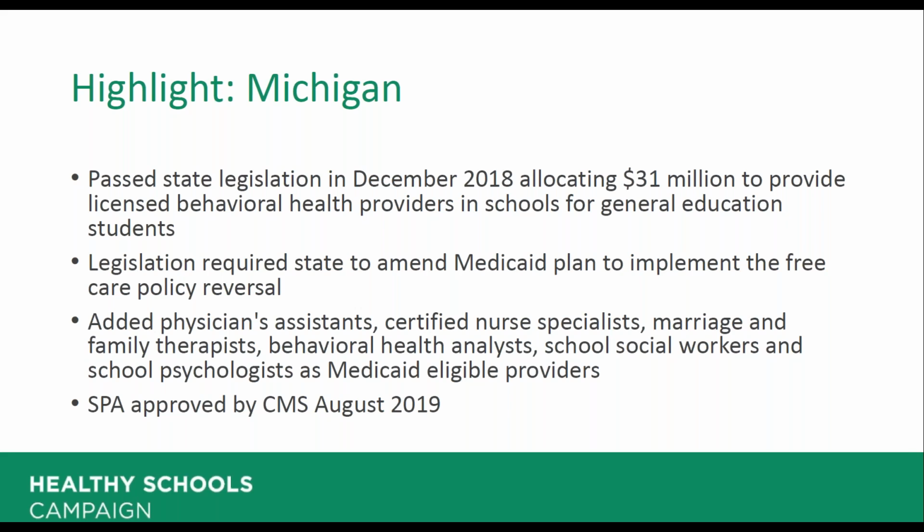Michigan actually passed state legislation at the end of last year, which allocated $31 million to provide licensed behavioral health providers in schools for general education students. So really recognizing the need to be delivering more mental health services in schools and allocating funding specifically to bring those providers in for general education students. That legislation also required the state to amend their state Medicaid plan to implement the free care policy reversal. So really seeing this change as an opportunity to bring in sustainable funding for this work.